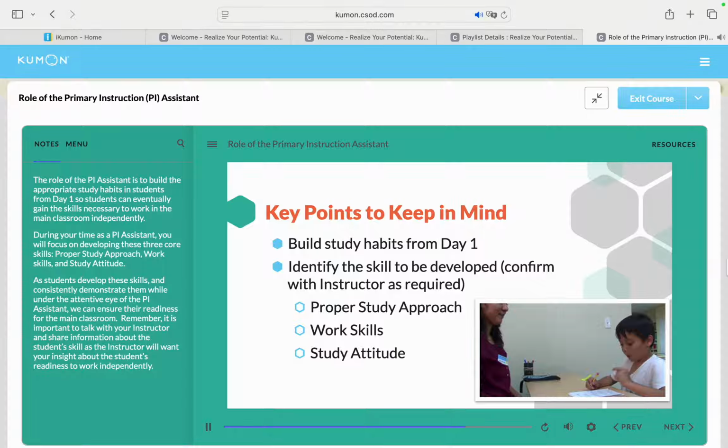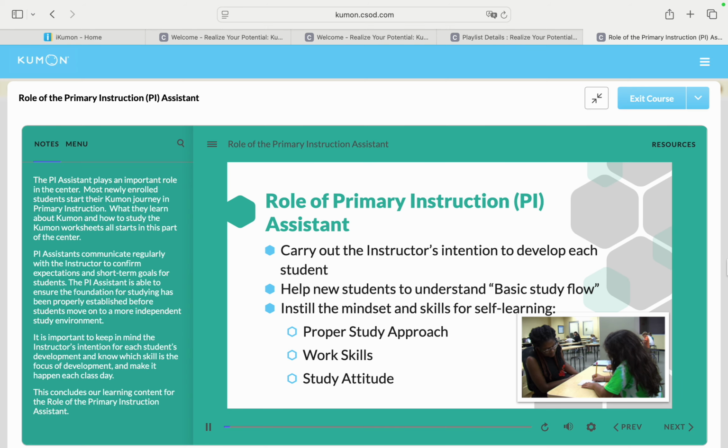Remember, it is important to talk with your instructor and share information about the student's skill, as the instructor will want your insight about the student's readiness to work independently. The PI assistant plays an important role in the center. Most newly enrolled students start their Kumon journey in primary instruction. What they learn about Kumon and how to study the Kumon worksheets all starts in this part of the center.